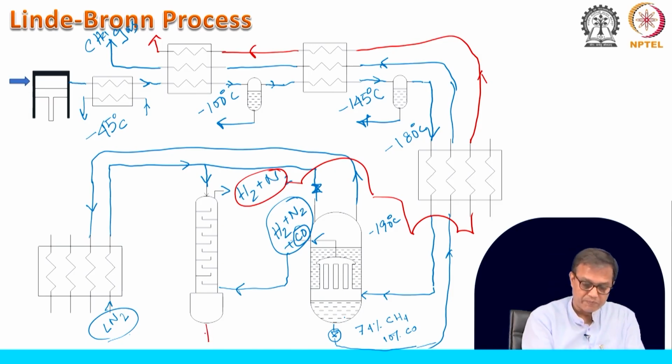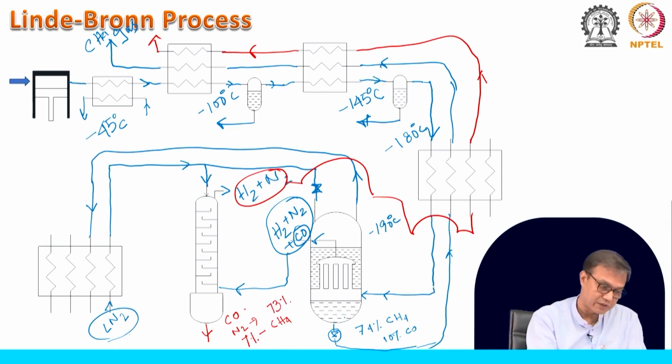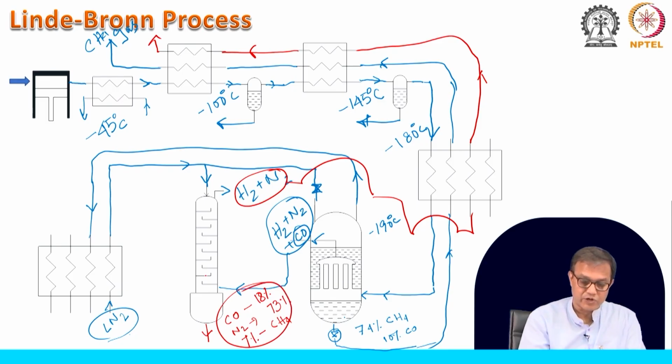Now, at the bottom of it, as we have understood, some portion of this is mainly CO, and you are washing it with the nitrogen. So, this CO, N2 and a small portion of CH4 will also be present here. CH4 is about 7%, N2 would be the majority at about 73%, and CO would be about 18%. These are the kind of composition we will have at the bottom of this CO scrubber.